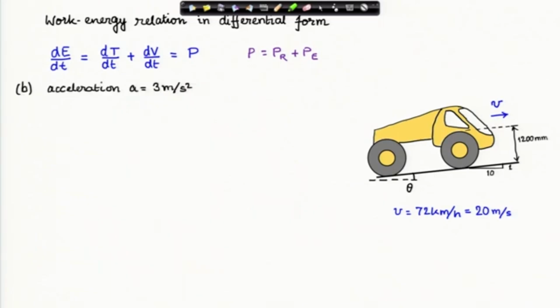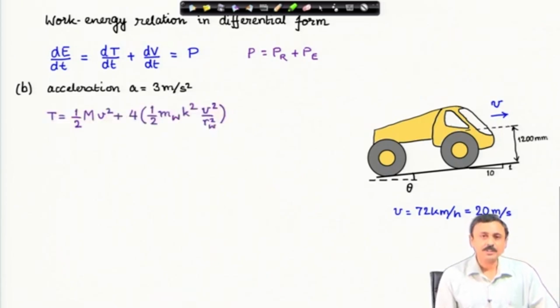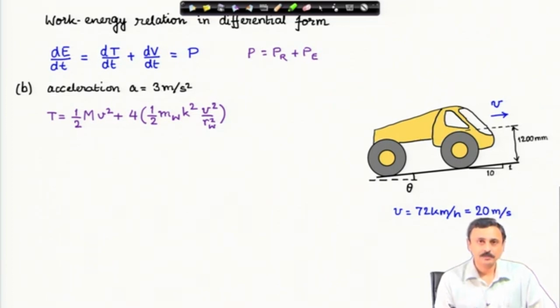We move to the second part of the problem. Here it has an acceleration of 3 meter per second square. Therefore, now kinetic energy is changing. Let us first write down the expression of kinetic energy. Here the kinetic energy contribution comes from the vehicle as well as the wheels, because the wheels have mass and rotational inertia.